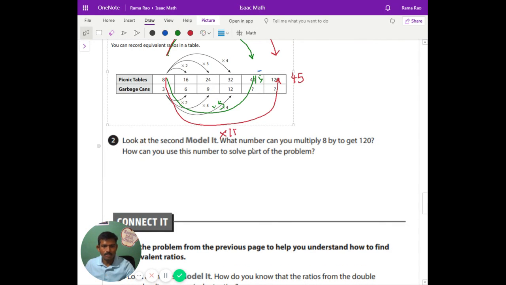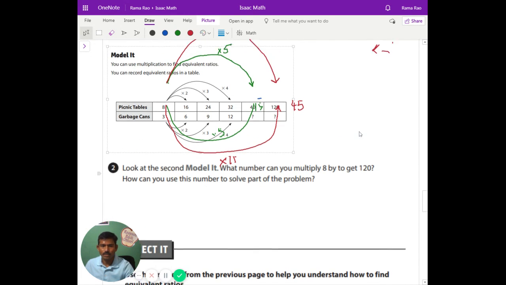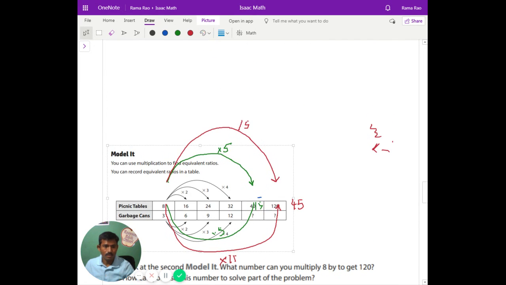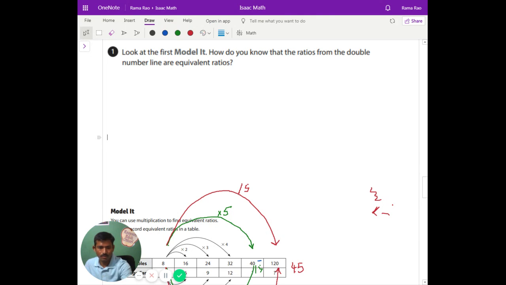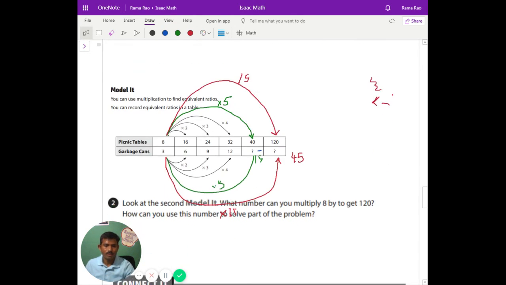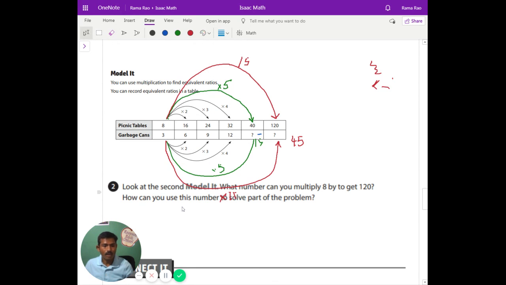Okay. So look at this model. What number can you multiply 8 by to get 120? We did that already. So 8 times 15 gives you 120 there, and also the other numbers too. And how can you use this number to solve the other part of the problem? Okay, so same thing. We use the same number to multiply this one. 3 times 15 gives you the next number. See, we are connecting whatever we did. Now we are connecting to these questions.